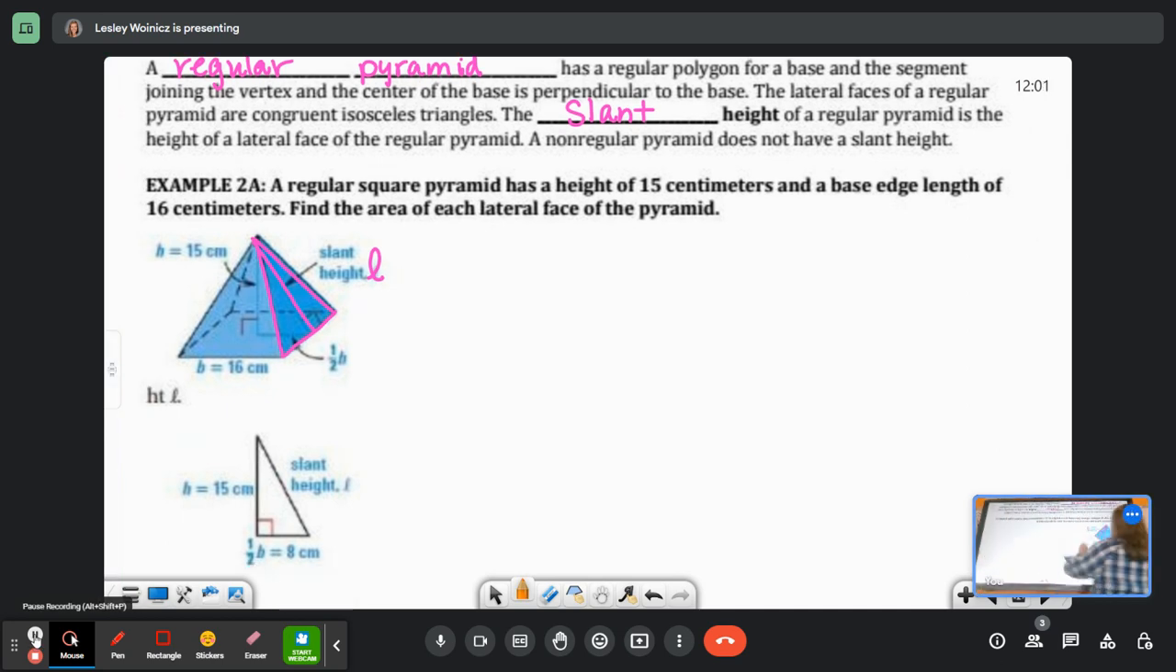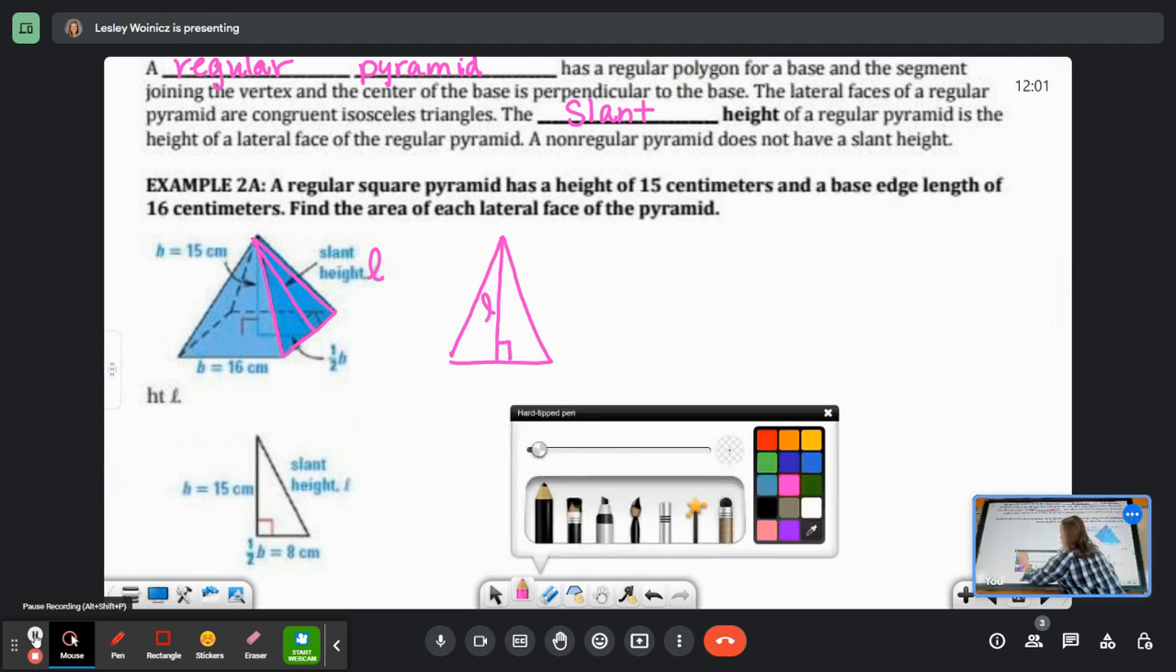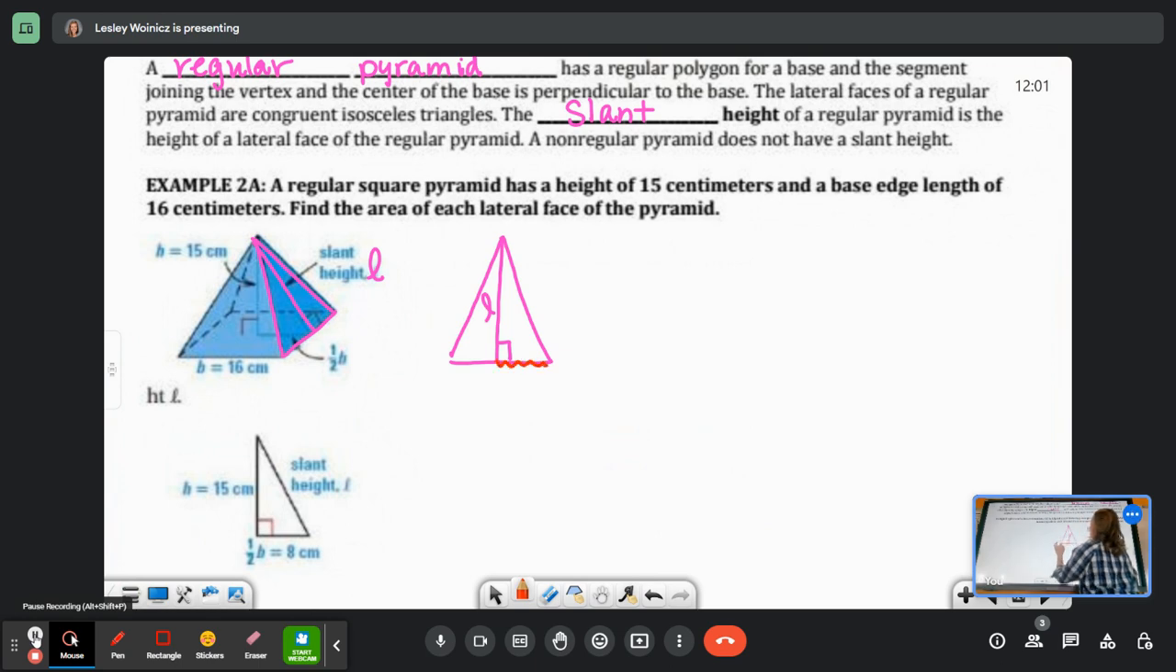Okay. So I'm just going to redraw this face so that I can mess with it. So this is my triangular face. This height is my L. I know that my base is 16. So what would this piece right here be? 8.